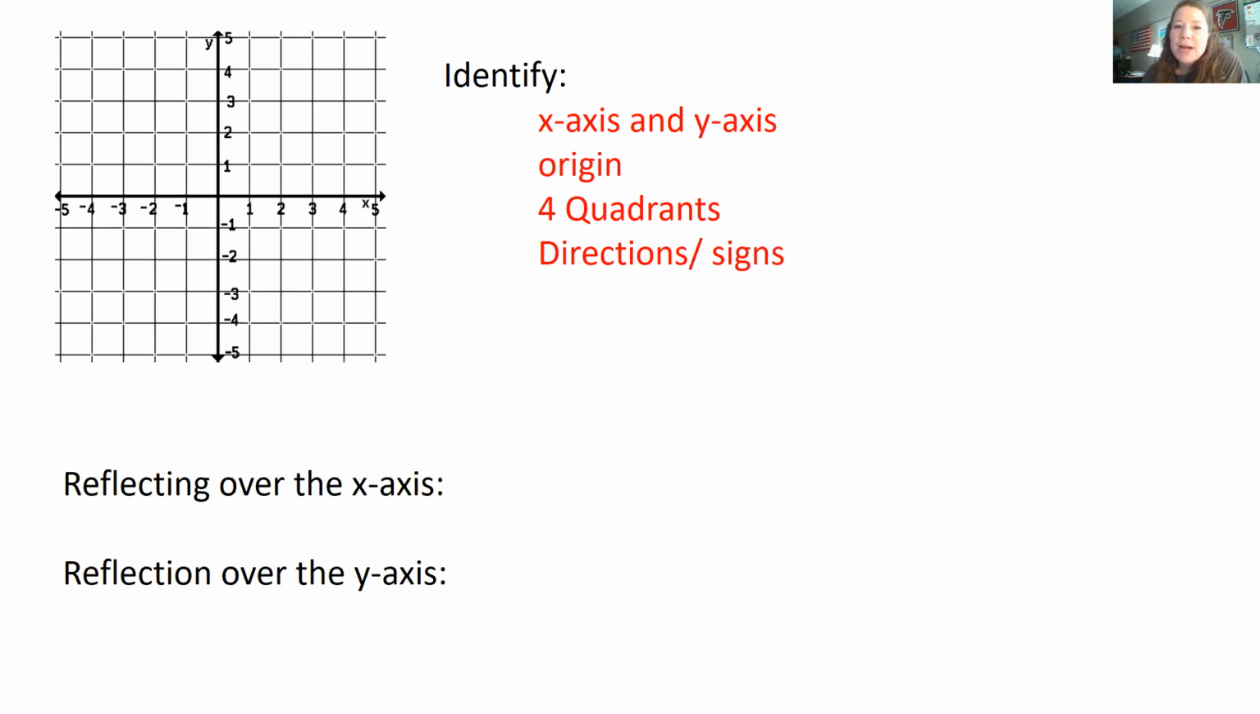So we're going to look at some practice problems together. We're going to start graphing points on a coordinate plane. So this is a coordinate plane. I believe you have already started graphing points in quadrant 1.